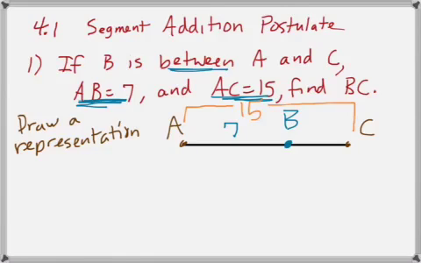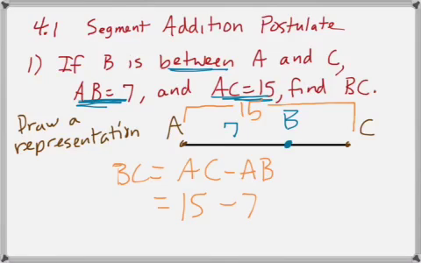Now, this also kind of reveals that this, as far as the segment addition postulate is going, is actually a subtraction problem because BC will equal AC minus AB. Okay, so in this case, that's going to be 15 minus 7. And BC is 8.